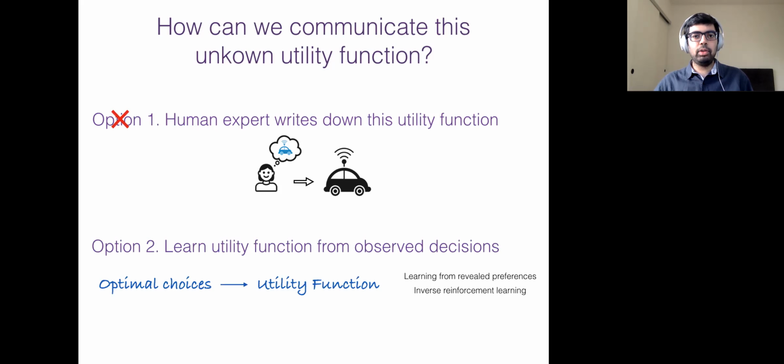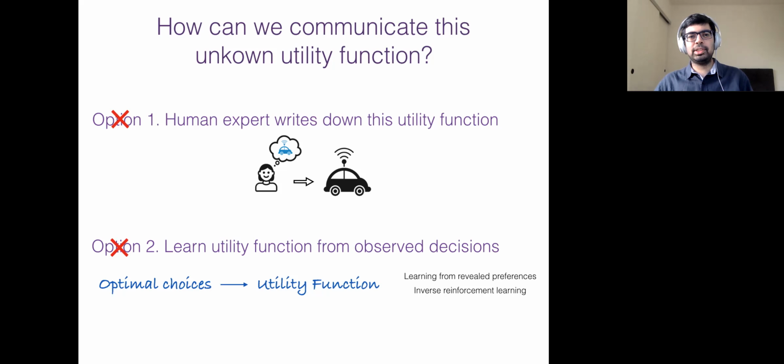Another option is to allow the agent to learn this utility function from observed decisions. Such a paradigm has been studied in the economics literature as learning from revealed preferences and in the machine learning community as inverse reinforcement learning. The main idea here is to allow the learner to infer the underlying utility function by exhibiting optimal decision making in different scenarios. However, most of the techniques studied here assume that this utility function lies in some well-specified class of functions, say linear in some feature space, and it offers no guarantees on their performance in the face of slight misspecification.